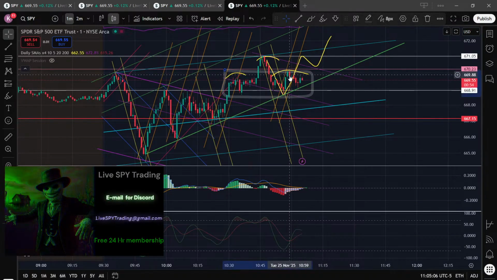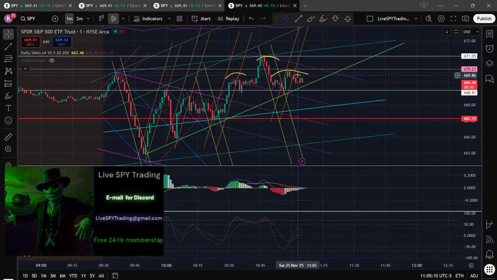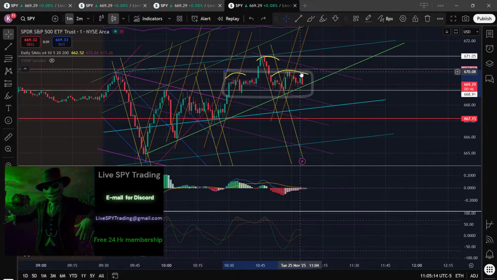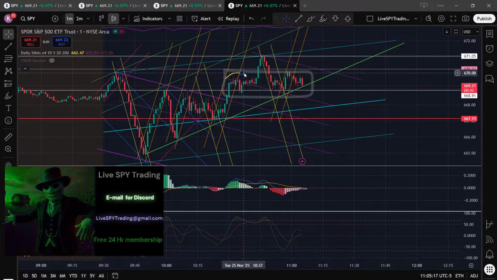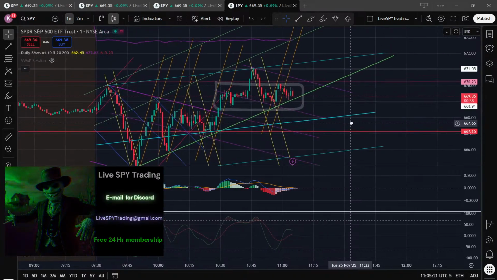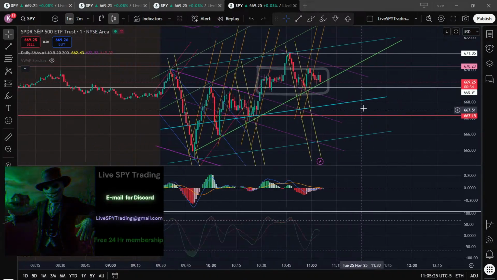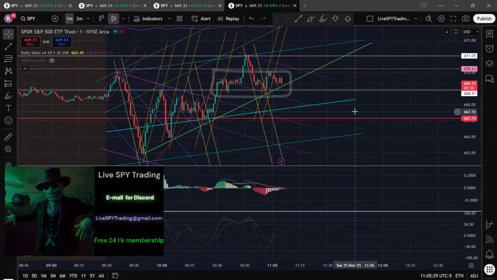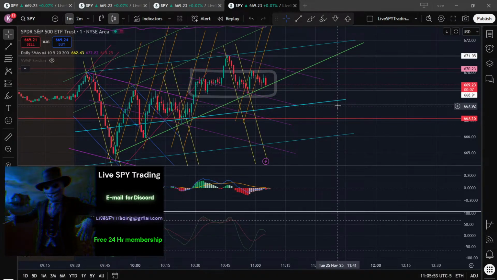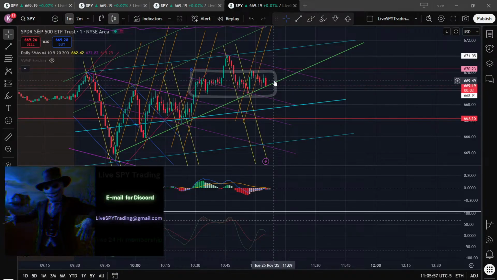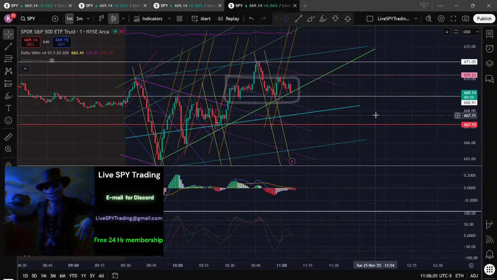I'm gonna clean up the chart. So I'm not sure if it's going to be green or teal. One of them.